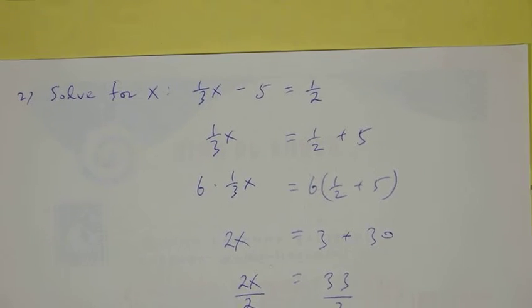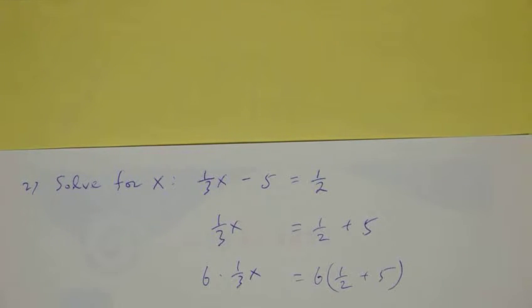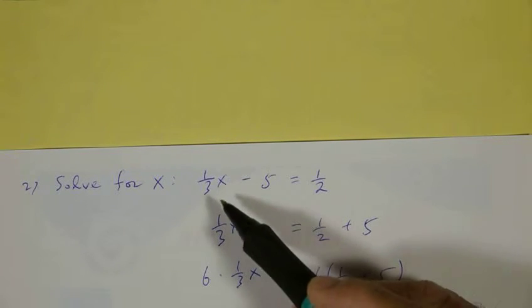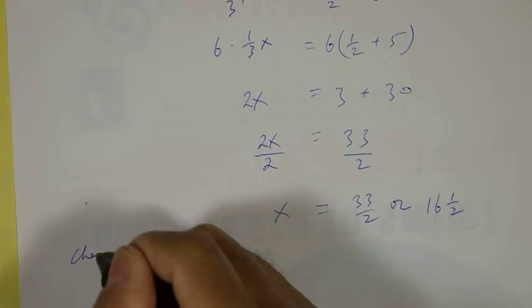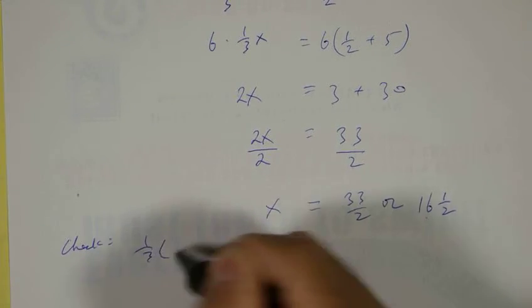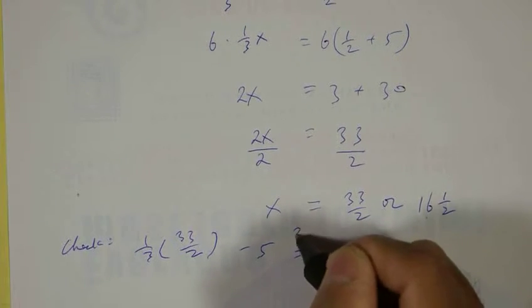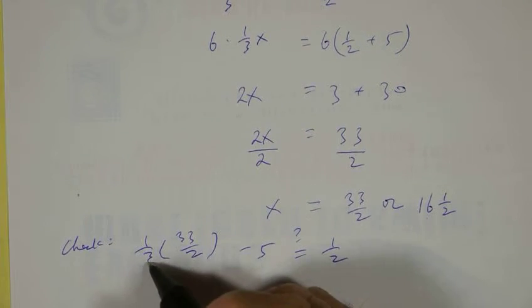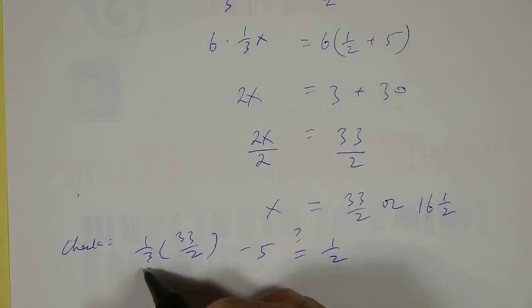As a check, you can plug 33 over 2 into your original equation to see if it checks out, right? Let's double check. So you plug it in, you have 1/3 times 33 over 2, right? So as a check, let's verify it. I have 1/3, plug in 33 over 2, minus 5, equal to, is it 1/2? 33 over 2 times 1/3, 33 divided by 3 gives you what?